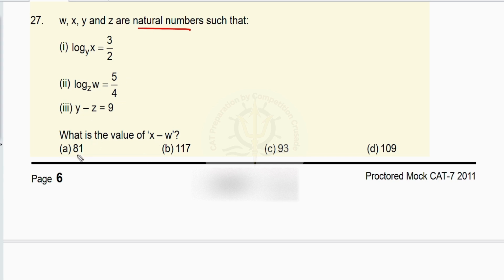If you can see, the options are also far apart. So the first one 81, 170, 93 and so on, and 109. So these are actually far apart options. We can actually make use of these things.